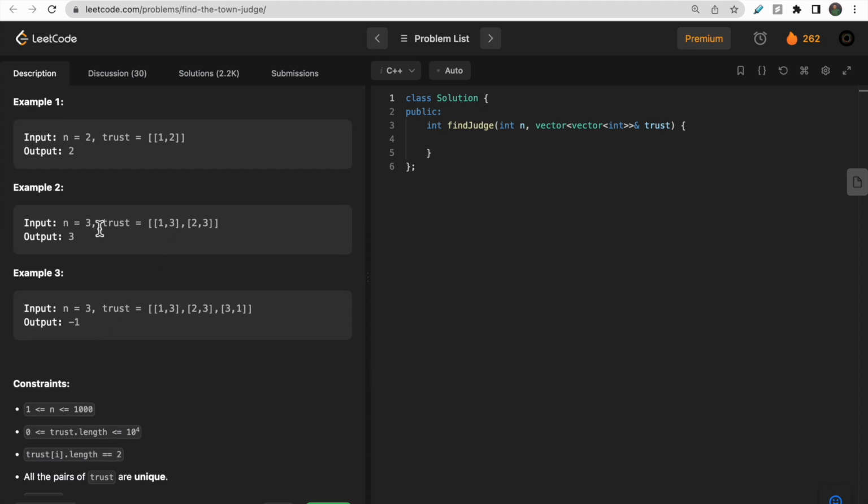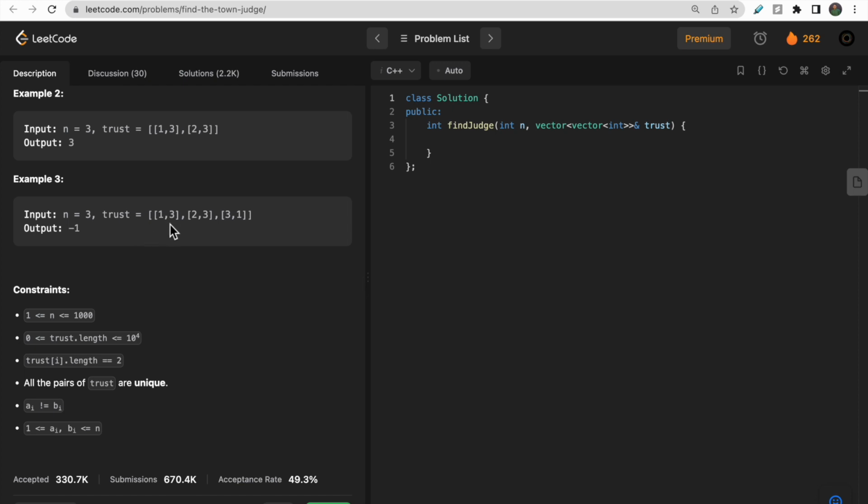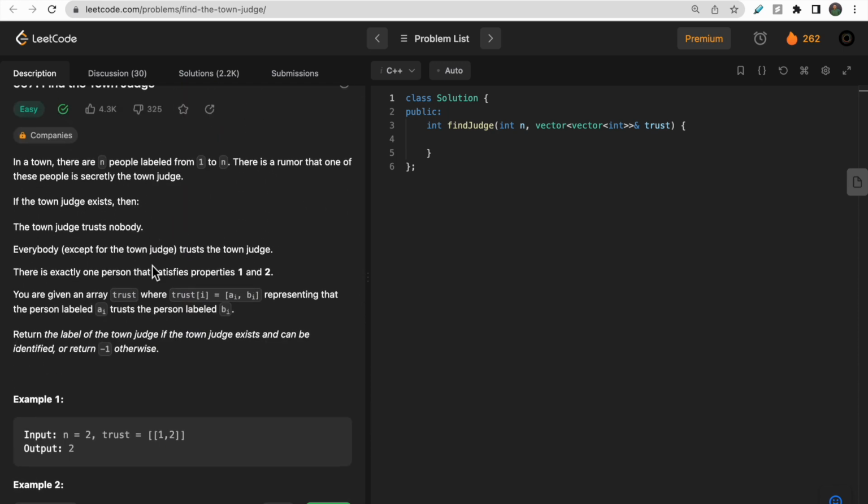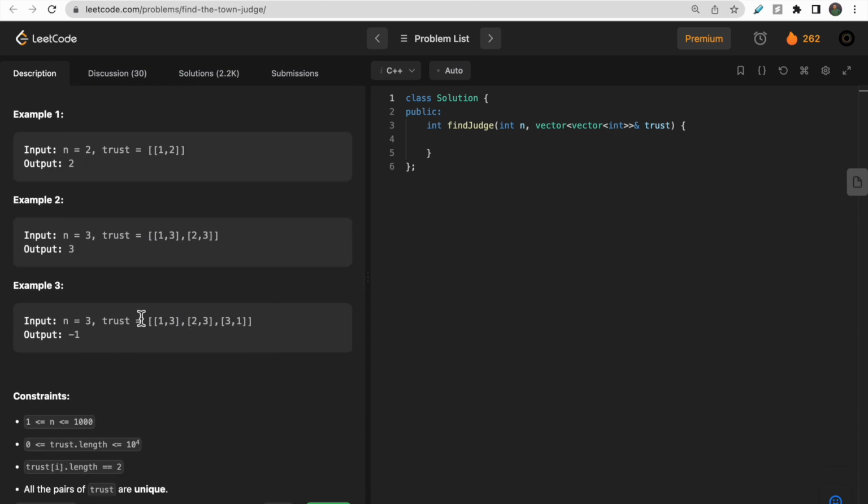Now similarly in this case, person 1 trusts person 3, person 2 trusts person 3, but 3 doesn't trust anyone, so 3 is the town judge. In the next case, 1 trusts 3, 2 trusts 3, and also 3 trusts 1. So there is no person that is trusted by everyone and trusts no one. So here it is -1, because if you think of 3, 3 trusts person 1, and for a person to be the town judge, he must not trust anyone in the town.